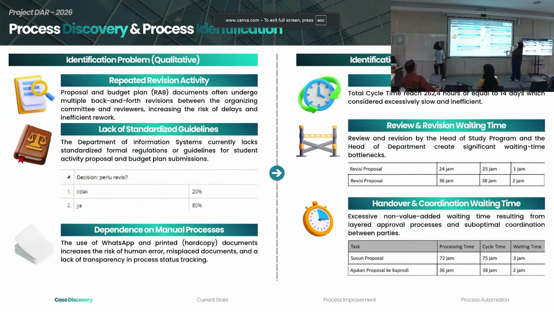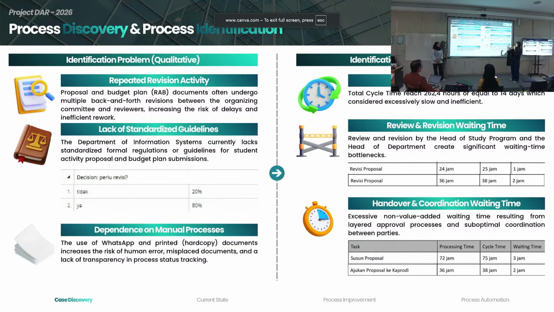Before we see the business process model, here is the problem identification. We're going to break it down into two, qualitative and quantitative. In qualitative, we have found three main problems. The first one is the repeated revision activity on the proposal and budget plan RAB documents.